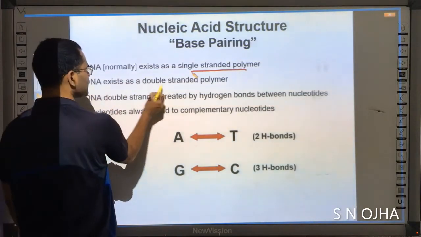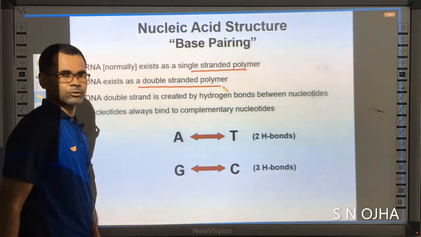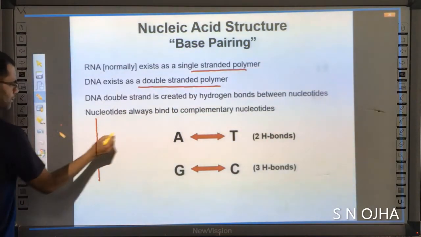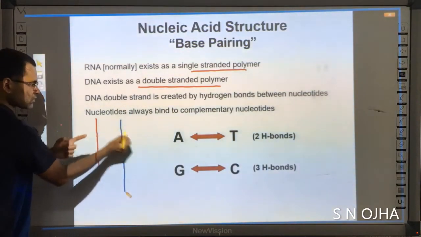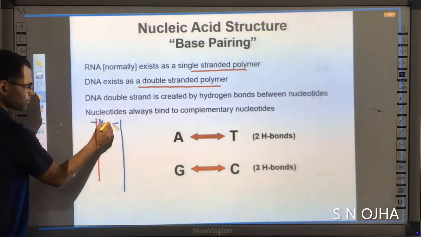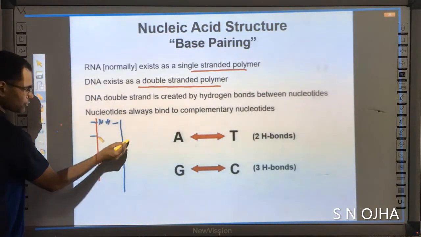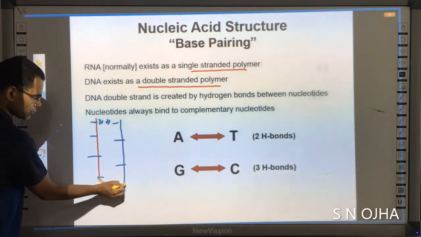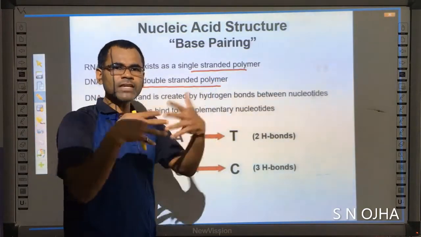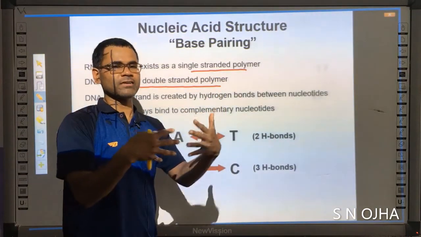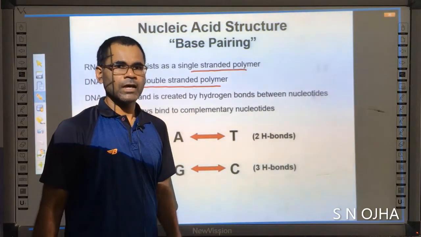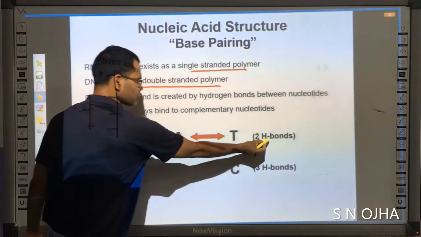But if we are talking about DNA, DNA is a double stranded polymer. Double stranded polymer means, for example, this is one strand and this is another strand, and both these strands are connected. Here also some nitrogenous bases are there, here also, here also, here also. These nitrogenous bases are connected through weak interactions, due to the hydrogen bonds.